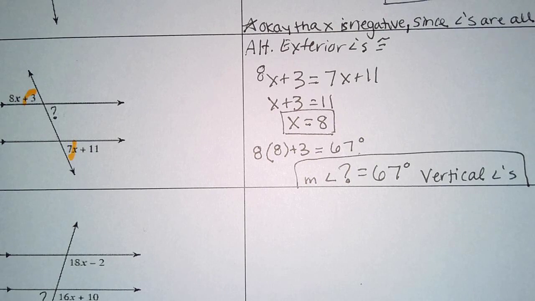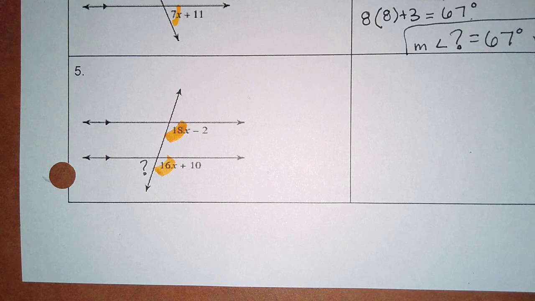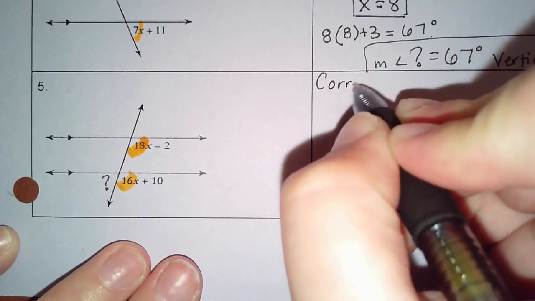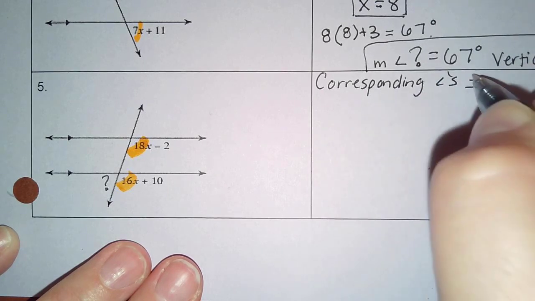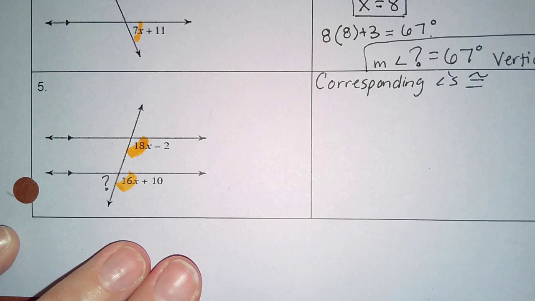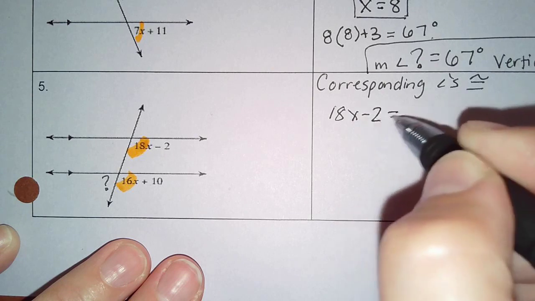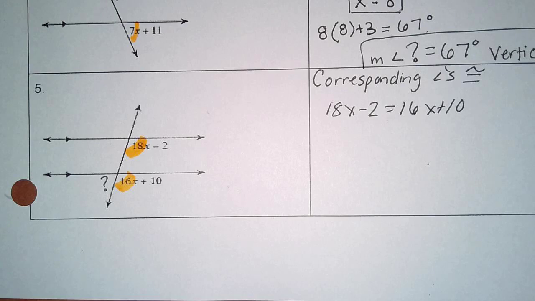All right. Number 5. I give you 2 angles, and then I need you to find the third. So these 2 angles, they are corresponding. They're both on the same side of the transversal. One's on the inside, one's on the outside. So that is corresponding angles. They are congruent. So I'm going to set them equal to each other. 18x minus 2 equals 16x plus 10. Take a second and solve for x on your own.